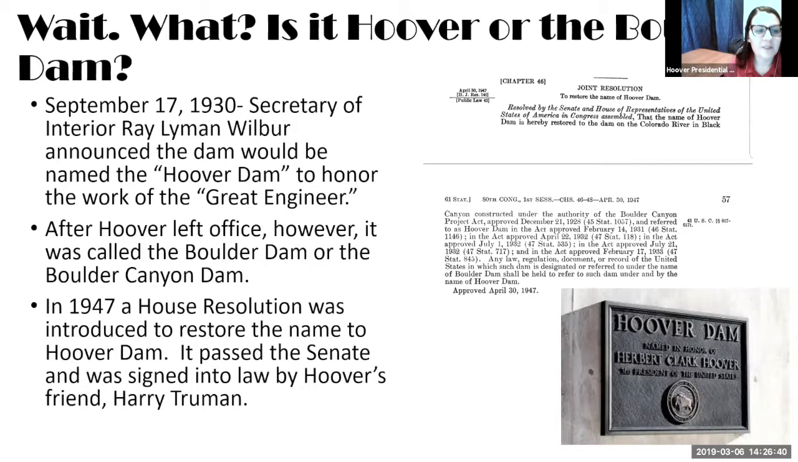And then there's a little bit of backstory because Hoover leaves office. Hoover leaves office as a Republican that only was the president for one term, and the Great Depression is boiling up at this point. Well, it's rumored that FDR did not really like Hoover. His staff really did not like Hoover. And so they refused to call it the Hoover Dam, and they started calling it the Boulder Dam or the Boulder Canyon Dam. And eventually that was going to change again.